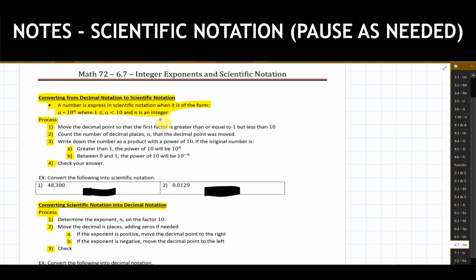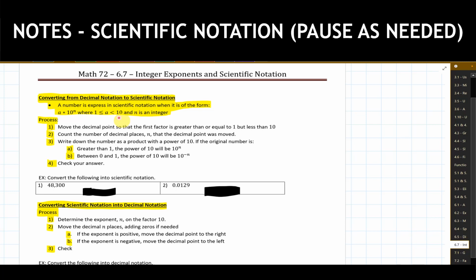So our first process that we have here, and I would recommend if you need to, take a moment to pause the video and write this down for yourself before we go through this. Our first step tells us that we are going to move the decimal point so that the first factor is greater than or equal to 1, but less than 10. This is going to make sure that we are meeting this A requirement here. A needing to be greater than or equal to 1 and less than 10. In moving the decimal place, we're going to literally be counting over how many places we have with this. We're going to see an example of this method here shortly.